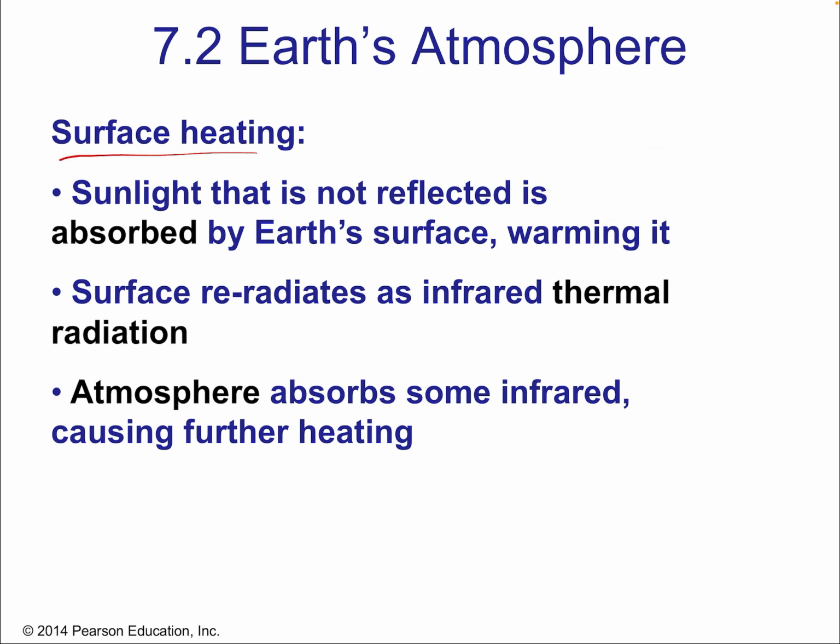Well, sunlight that is not reflected is absorbed by Earth's surface, warming it. Okay? Because the surface of the planet is not completely reflective. It's not like a mirror, certainly. It's not even like snow. If the planet was covered in snow, it would be a lot more reflective. But there are many parts of Earth's surface that are rather absorptive. Think of darker colors as being better at absorbing light.